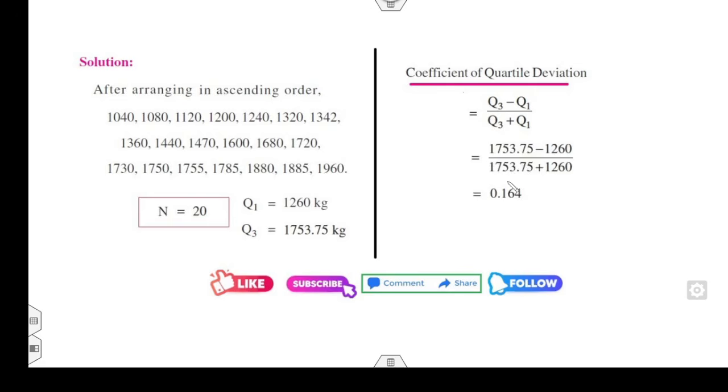Make sure students, the coefficient of the quartile deviation has no unit. Why? Because the numerator has a unit kg, the denominator has a unit kg, it will be cancelled out. So that's why this coefficient of the quartile deviation is a dimensionless quantity. That's why it is called the relative measure. Fine. Now look at the second case.